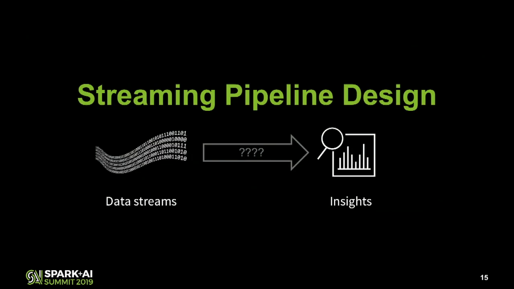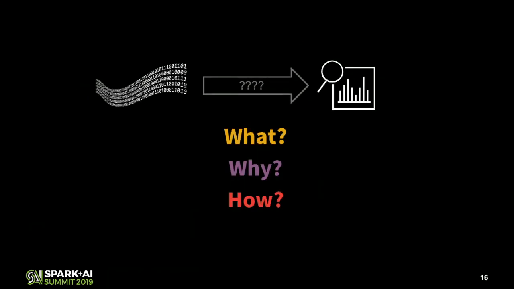Okay, so let's start from the very basics. When a developer is asked to build some pipeline, this is what they have in front of them. Here's a bunch of data streams. This is what I want out of it, some insights. And that's where the design process starts: how do I get this from that? So what I'm going to say is that to think about this in the right way, there are 3 questions you need to ask. What, why, and how?